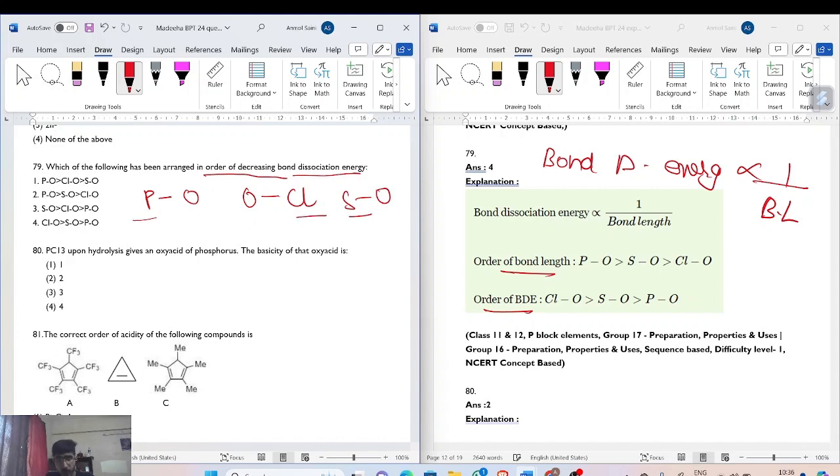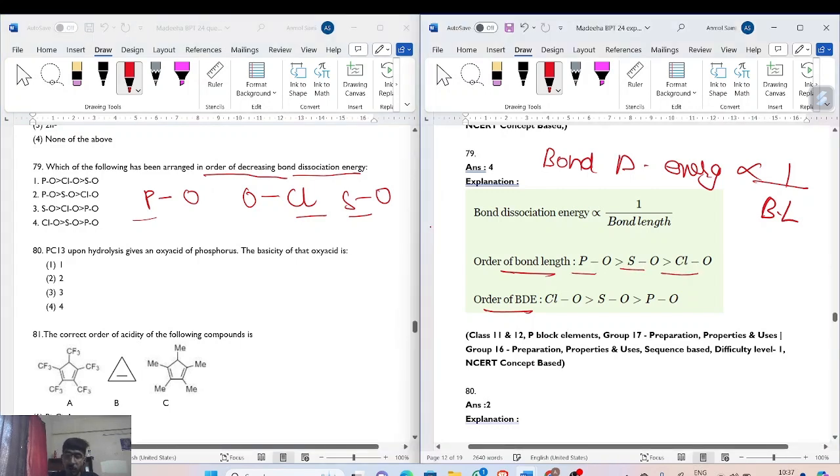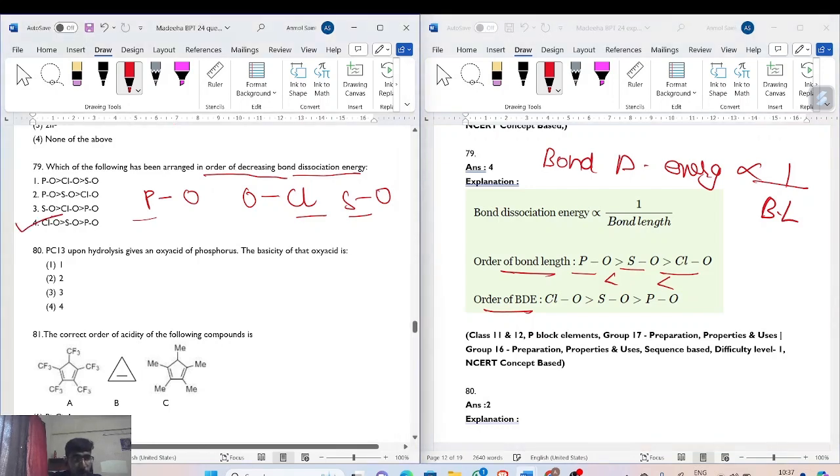From these we can check that phosphorus has the highest atomic radius, followed by sulfur, then chlorine, because the general trend for atomic radius is that when we go from the left side to the right side, atomic radius decreases, and when we go down the group, atomic radius increases. So this is the order of bond length, and the order of bond dissociation energy will be just opposite. Highest for OCl means the correct answer will be option number 4.